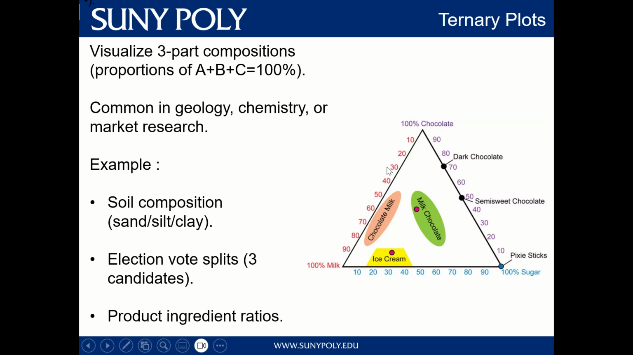For example, in this figure that we have here in the slide, you see there are three variables: the chocolate level from 0 to 100, the sugar level from 0 to 100 on the right side, and the level of milk, the percentage of milk.